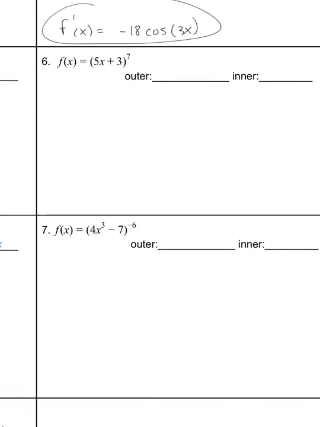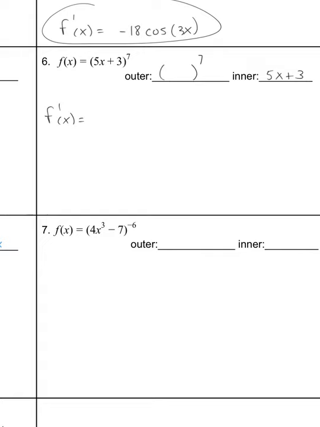Number 6, we have 5x plus 3 all to the 7th. We are seventhing 5x plus 3. This is my outer function. So my outer function is something to the 7th, and my inner function, it even looks like it's inside, 5x plus 3. Okay, so we get started.